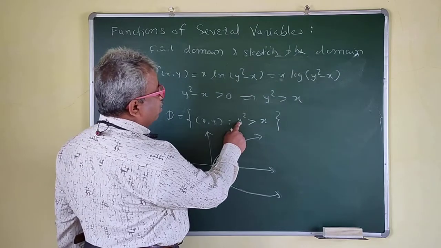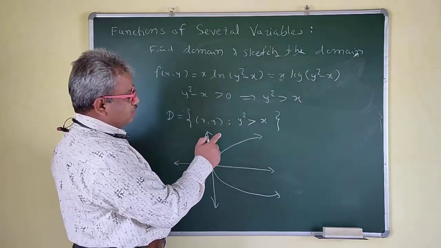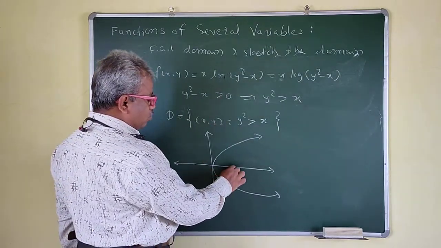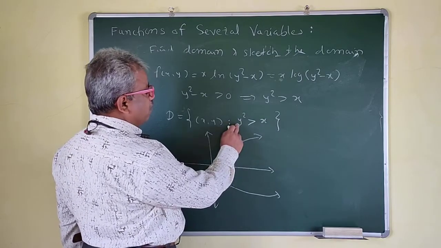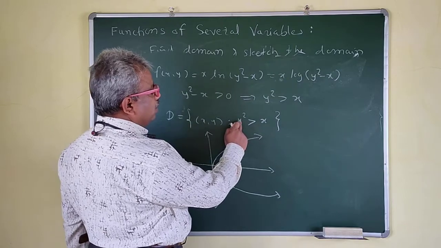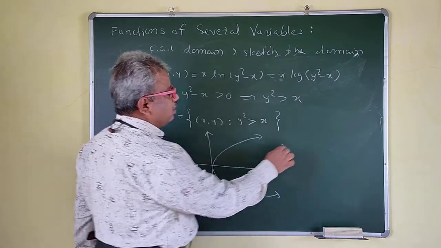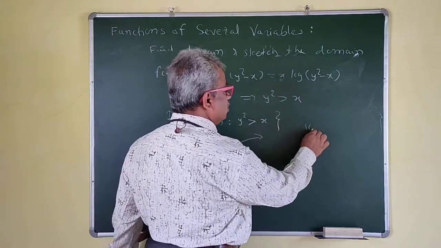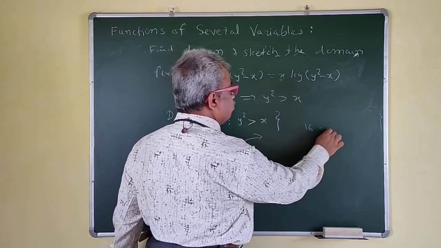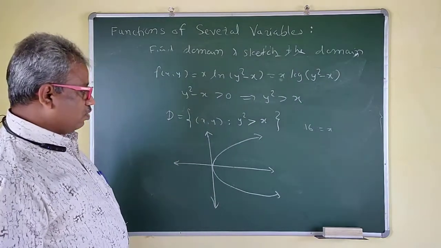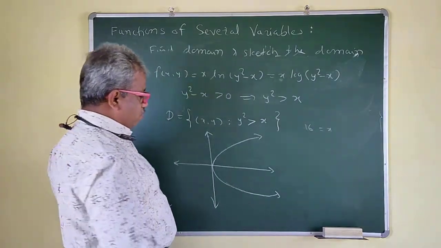Now here what you want is y square greater than x. So suppose you take y equal to 4. Then y square is 16, and x must be less than 16.